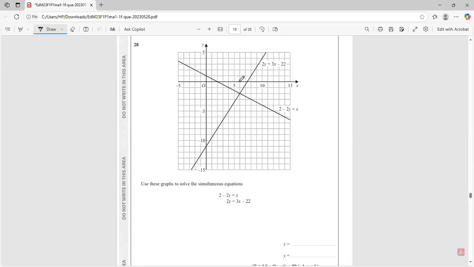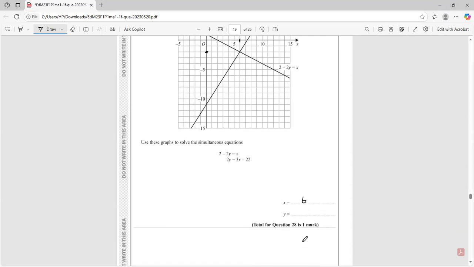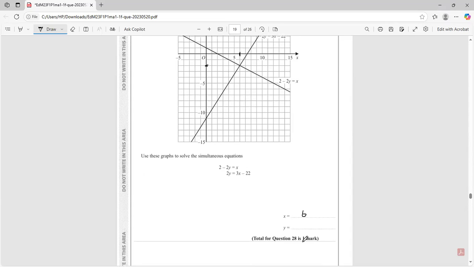So all you just need to do is to come here, read off what the value of x is, and come here, read off what the value of y is, period. That's all, no big deal. So x is going to be what? 6, isn't it? Yes. So x is 6. There's no big deal about it at all. And y will be what?